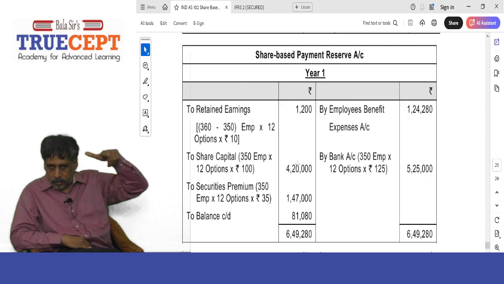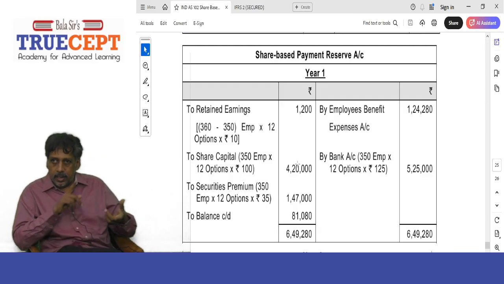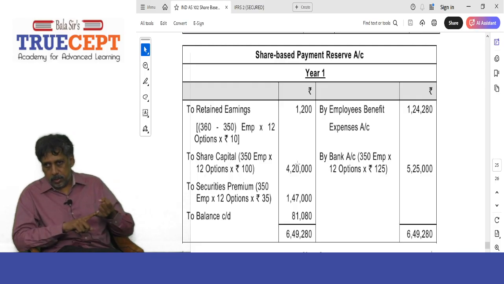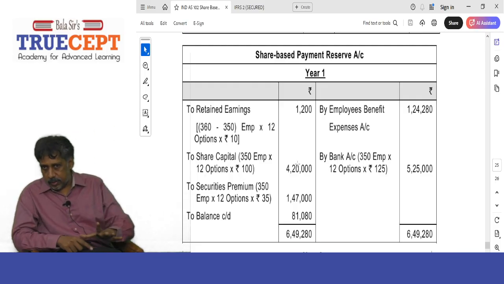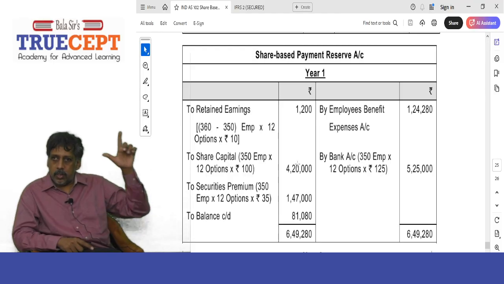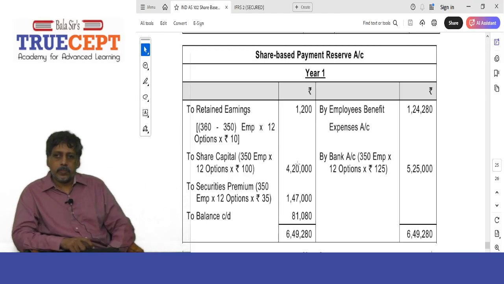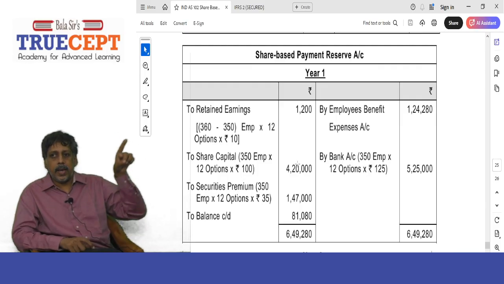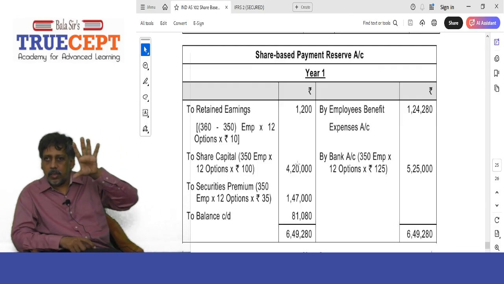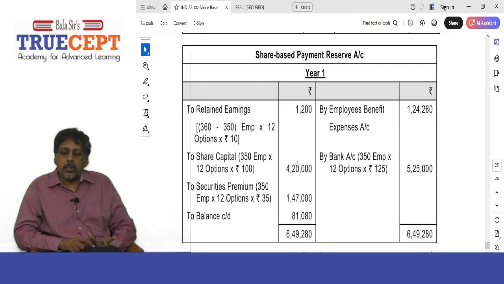We know 4,200 shares allotted: 350 employees into 12 shares each. I said 12 shares because options have been exercised now. So, 4,200 shares into rupees 100 face value. How much? To share capital, 4,20,000. You find that? Yes, sir.